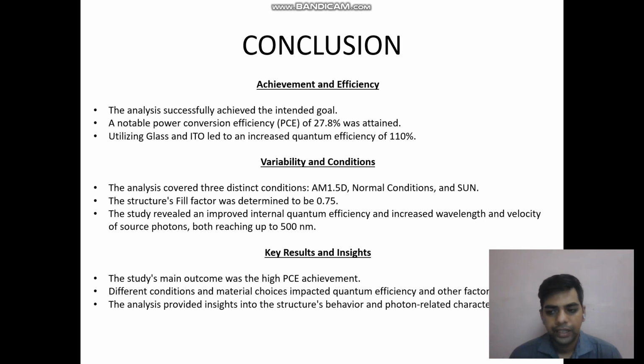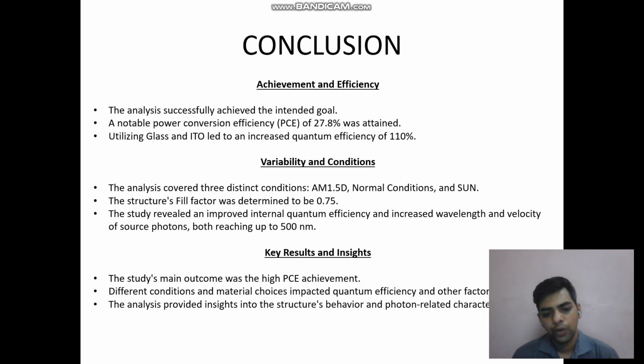The conclusion of my presentation is that we have successfully achieved an efficiency of 27.8% by using glass and ITO, which increases the quantum efficiency by 110%. Under the sun condition, the efficiency is very high, and on the 500 nanometer scale, the quantum efficiency reaches its maximum point. The main result and insight of this structure is that we have achieved great stability as well as very high quantum efficiency on the specific 500 nanometer scale.